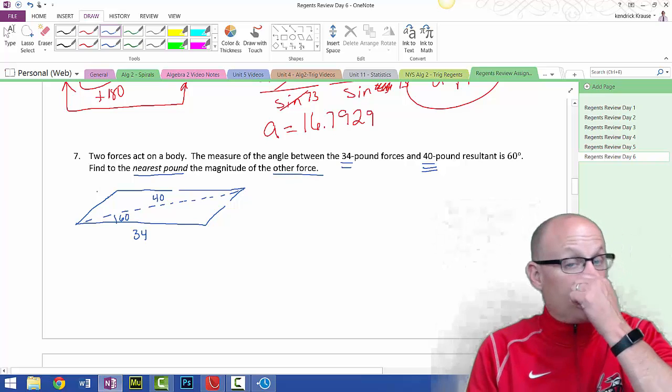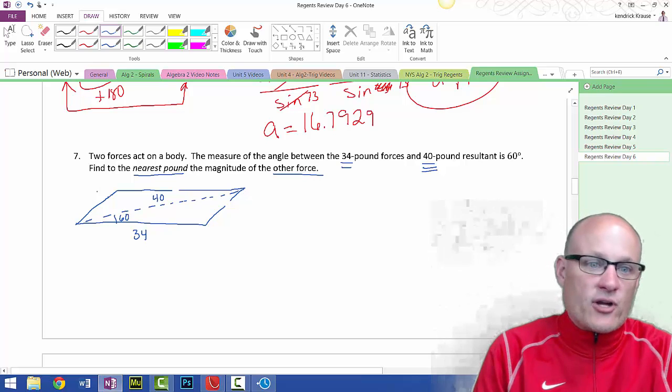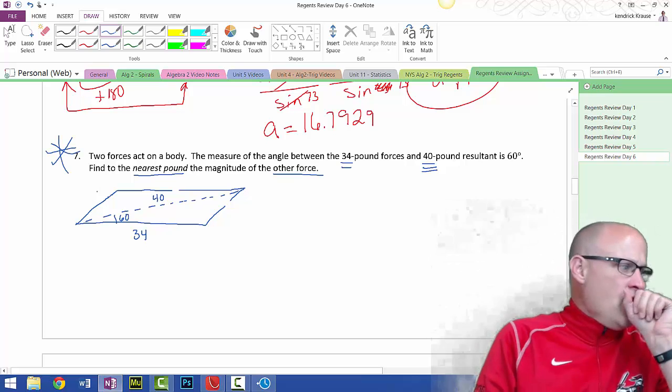So they changed problems on us. I remember putting this one in here because it was a weird one. So good. I'm glad. Star it. Make sure you guys do that one.